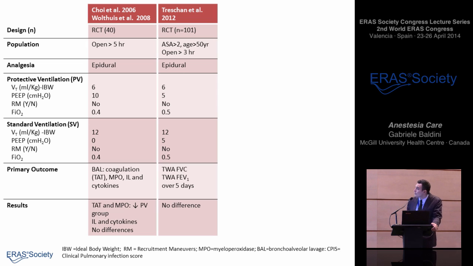In 2012, a large randomized controlled trial looked at clinical outcomes and respiratory function. Respiratory function tests were their primary outcomes. And they were not able to show a difference between patients who were ventilated with the protective ventilatory strategy or with the standard ventilation strategy. However, if you look at the 2 different ventilation strategies, they used a lower amount of PEEP, they did not use a recruitment maneuver, and the FiO2 was pretty much similar.